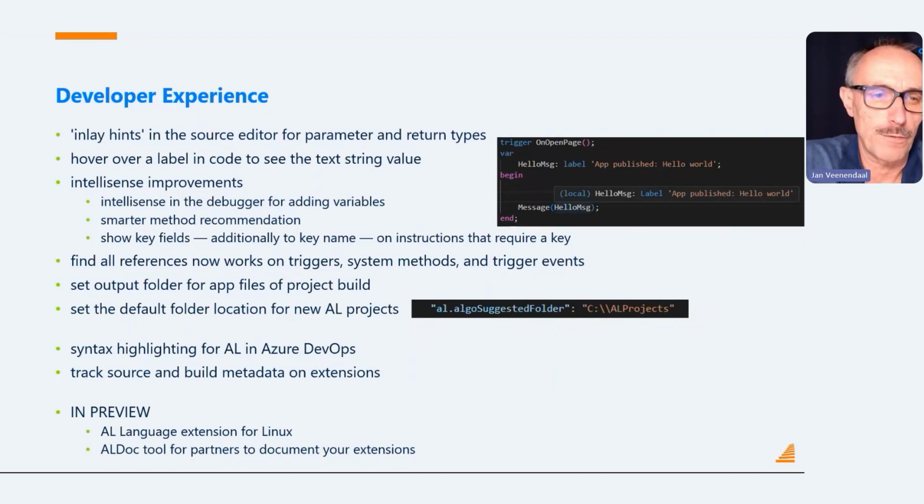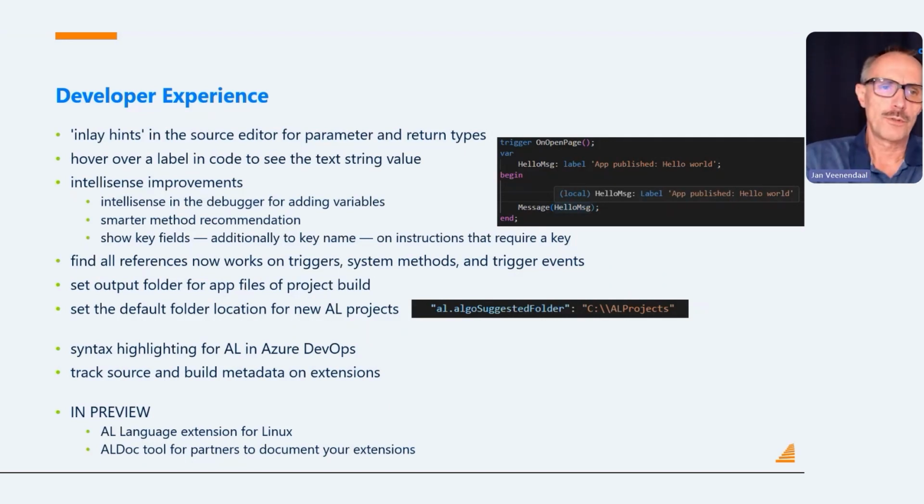And when you have a function that requires a key, like the SetCurrentKey command, it will not only show the key name, which can be just something simple like pk1, but it will also now show you the fields that are in that key. So it's easier to select the right key at that point.